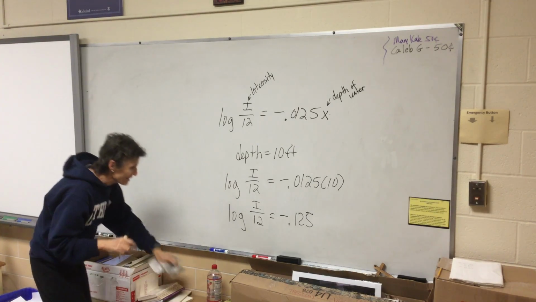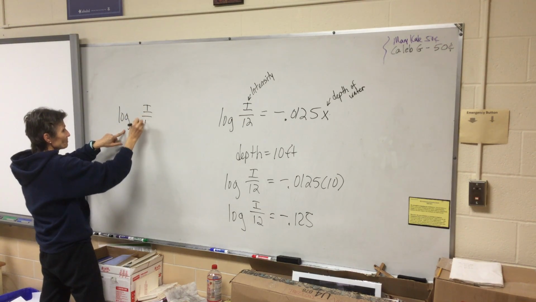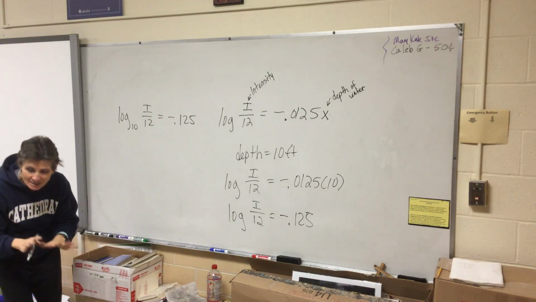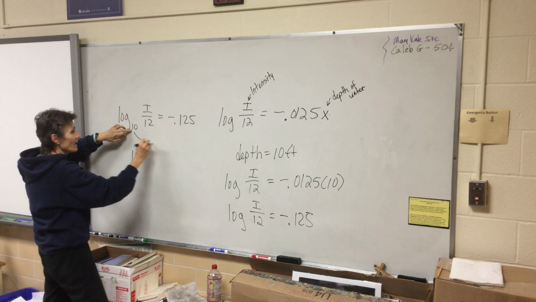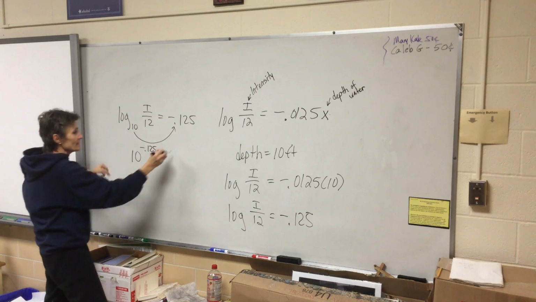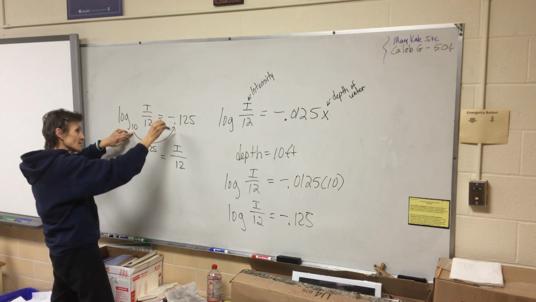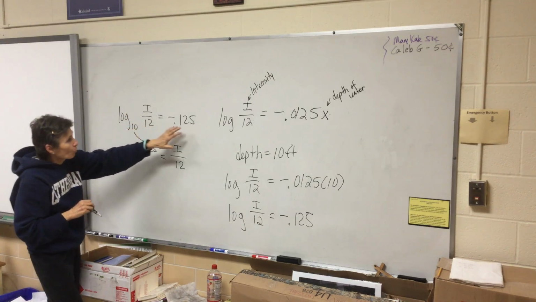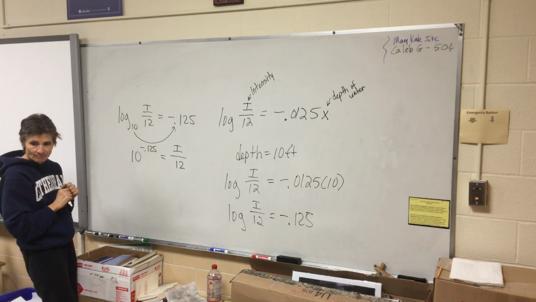Now, here we go, guys. This is what we did yesterday. That base is 10. So what does loop-de-loo tell me? Start with the base. So 10 to the negative 0.125 power equals I divided by 12. Loop-de-loo. 10 to this thing equals this thing. I know these are weirder numbers than we had, but the process is exactly the same.